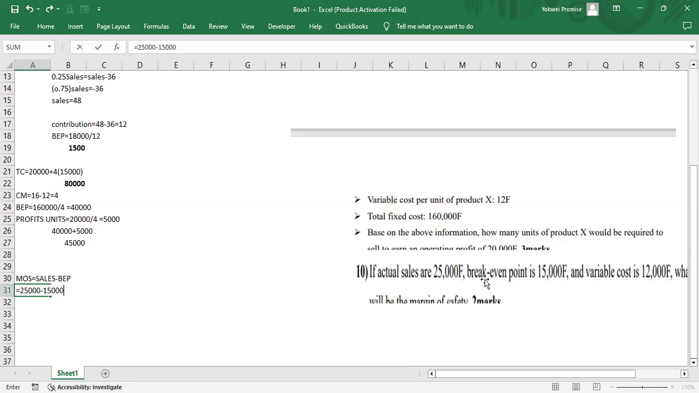All right. I hope it is clear now. 25,000 minus 15,000 is 10,000. So our margin of safety is going to be 10,000. This is all about the calculation question among the 10 questions that we have here.